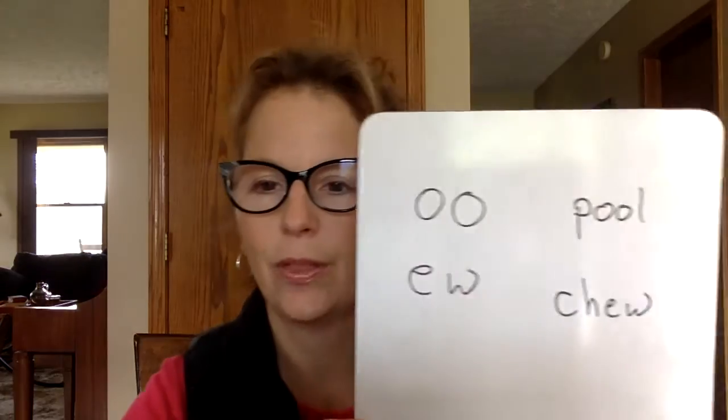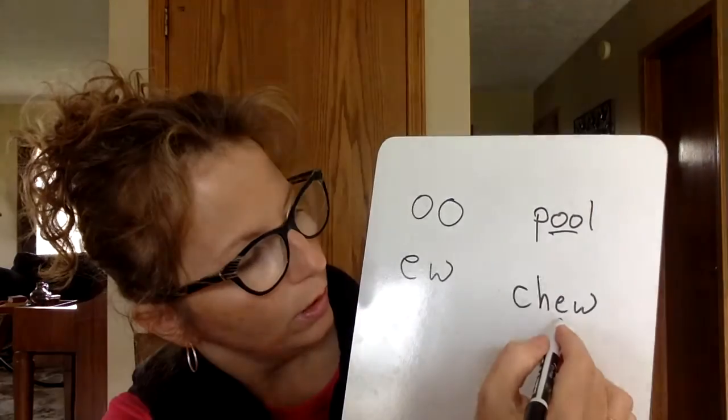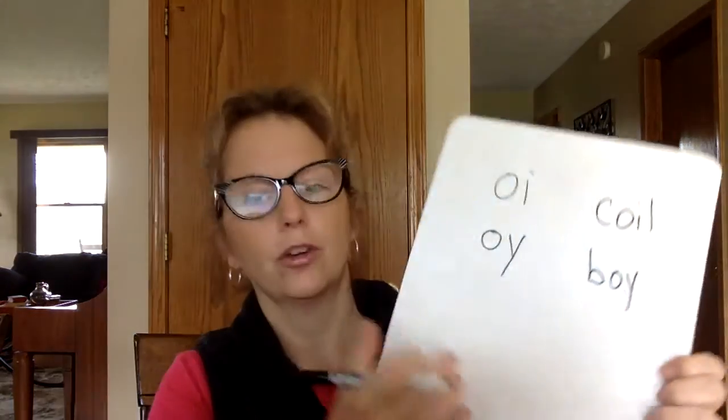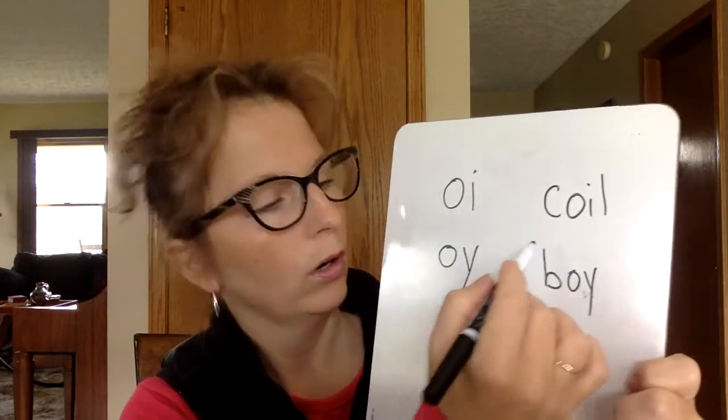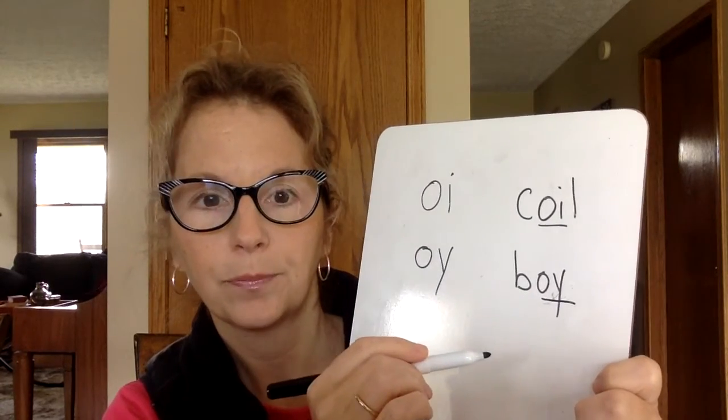Okay, so hopefully you came up with O-O, like in the word pool, making that ooh sound, and E-W, making the ooh sound, like in chew. Okay? All right, go ahead and erase or move down your page and give me the 2 ways we've worked on to make the oi sound. When you hear oi in a word, what 2 ways have we learned to make that sound? Okay, and hopefully on your page you had oi, like in the word coil, and oy, like in the word boy. Okay, erase or move down your page.